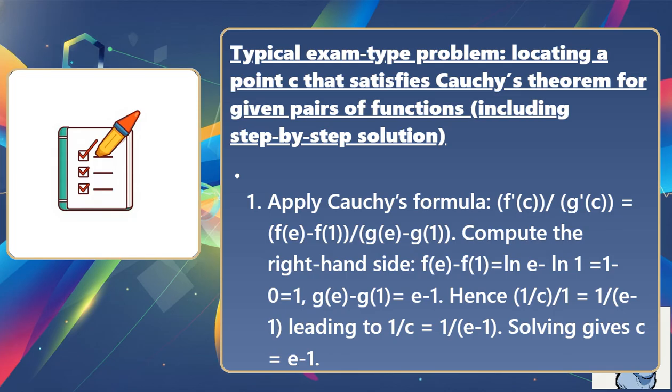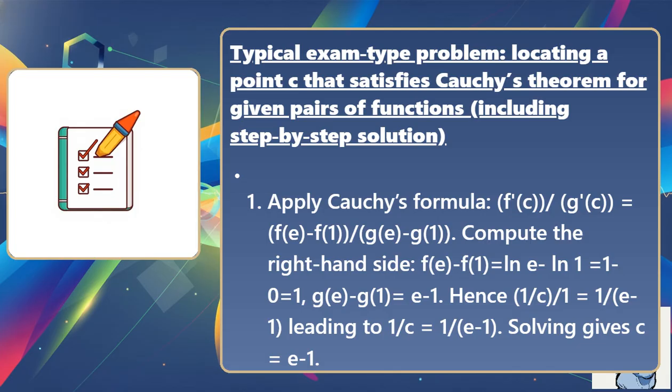Step 4. Apply Cauchy's formula. f'(c) divided by g'(c) equals (f(e) minus f(1)) divided by (g(e) minus g(1)). Compute the right-hand side. f(e) minus f(1) equals ln e minus ln 1 equals 1 minus 0 equals 1, and g(e) minus g(1) equals e minus 1.